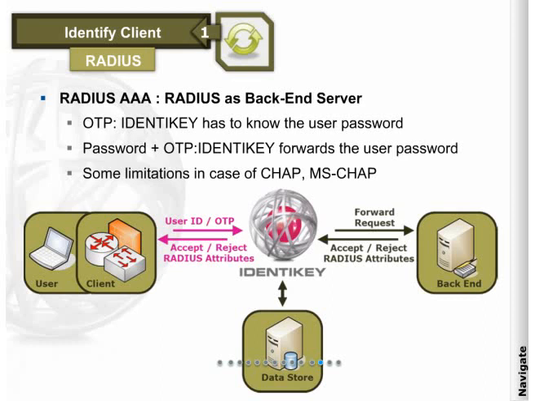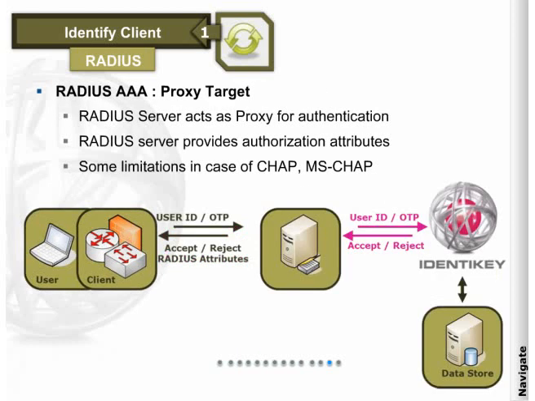Method 2, login with password and OTP. Using this method, the user enters his static password and OTP at each login. Identikey server validates the OTP and if correct, forwards the static password to the Radius server. In this scenario, a Radius server acts as a proxy for authentication, effectively delegating the authentication process to Identikey server. The Radius server provides the authorization attributes after Identikey server has accepted the user credentials.